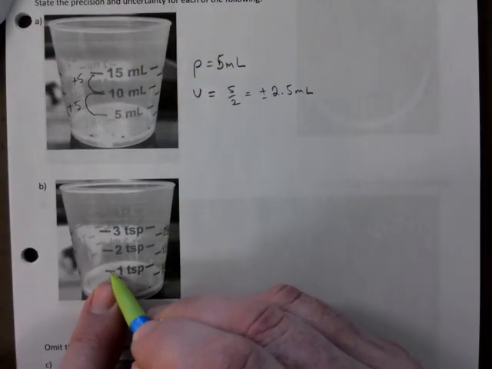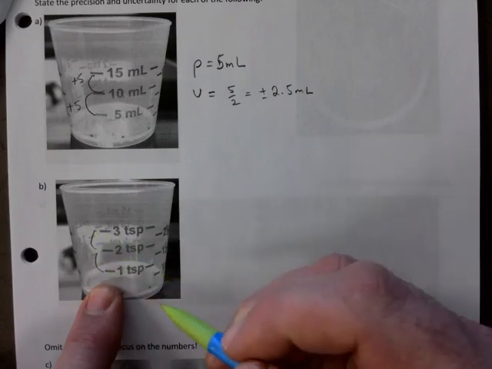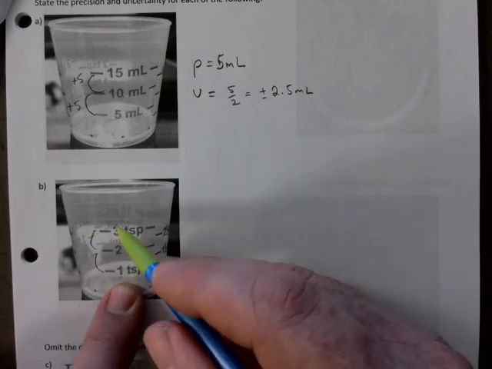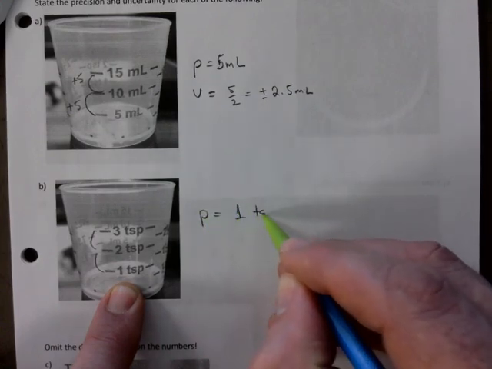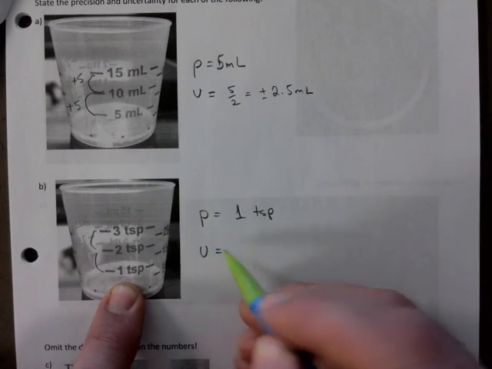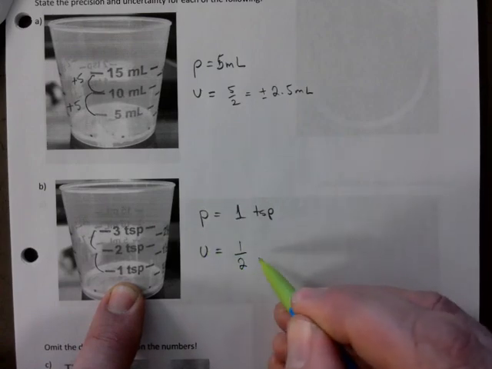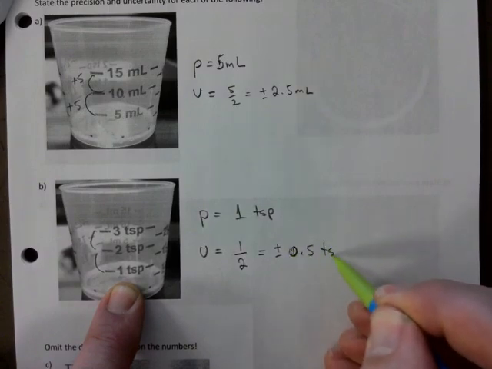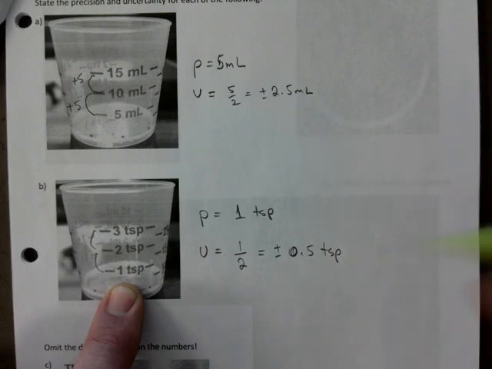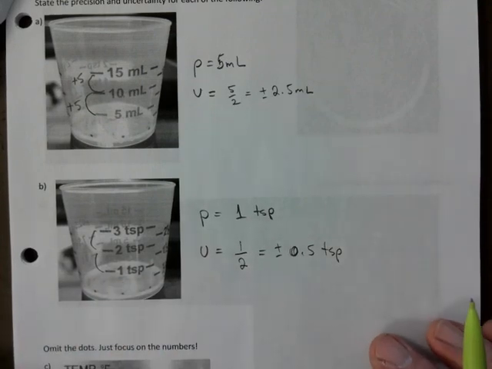This one, every marking has a unit, a number. It's a teaspoon. So in this case, it would be 1 teaspoon. And uncertainty would simply be half of that. So it'd be plus or minus 0.5 of a teaspoon. If you'd like to keep it as a fraction, you're more than welcome to do so.